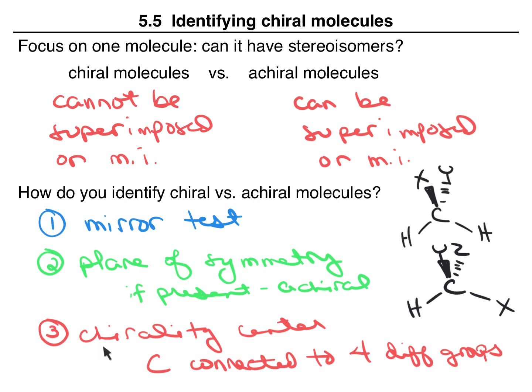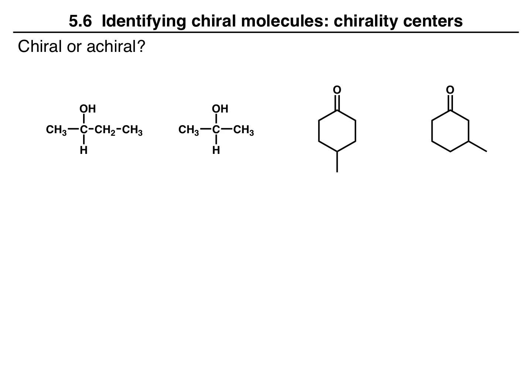A molecule that has one chirality center is a chiral molecule. If a molecule has more than one chirality center, we're going to talk about that later. We're going to see some examples where they are chiral and some examples where they are achiral. So let's look at a few examples and try to determine whether these molecules are chiral or achiral. And often the easiest way to do this is using method 3, looking for a chirality center.